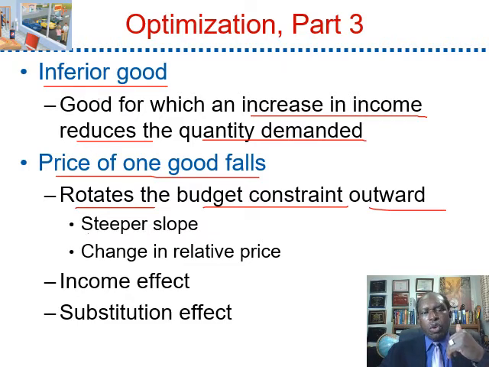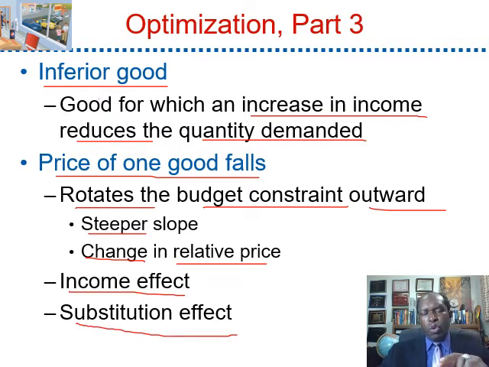When the price of one good falls, this will rotate the budget constraint outward. So the slope becomes steeper and there will be a change in the relative price. So there will be two kinds of effects. The income effect: you feel wealthier because the price is down, like you have more money, so you can buy more of the good. There is also a substitution effect: when the price goes down, you buy more of the cheaper good.